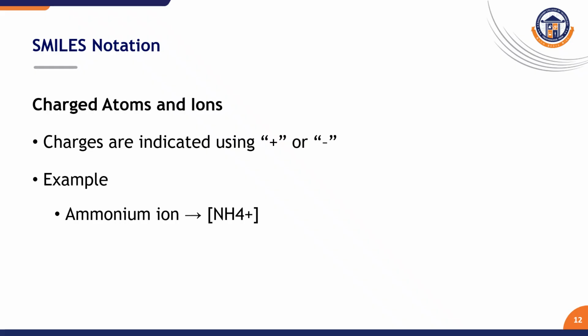Charged atoms and ions can also be represented. The charges are usually indicated by a plus sign or minus sign. Example for this is the ammonium ion. It is NH4 plus within brackets.